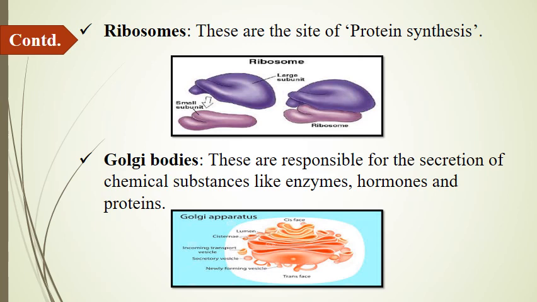Next, ribosomes. These are the site of protein synthesis, or ribosomes are known as the protein factory of the cell. Next, Golgi bodies. These are responsible for the secretion of chemical substances. Which chemical substances? Enzymes, hormones, proteins. They are responsible for their secretion.